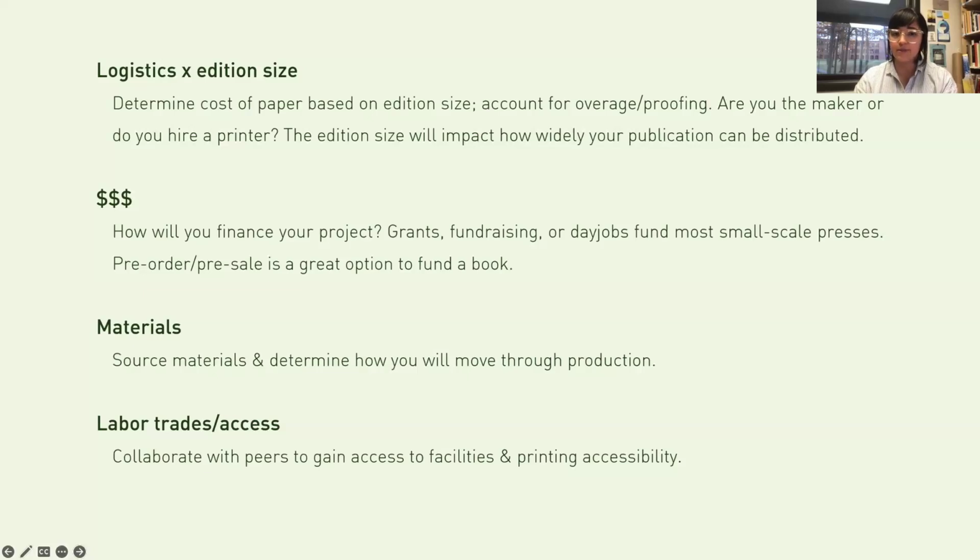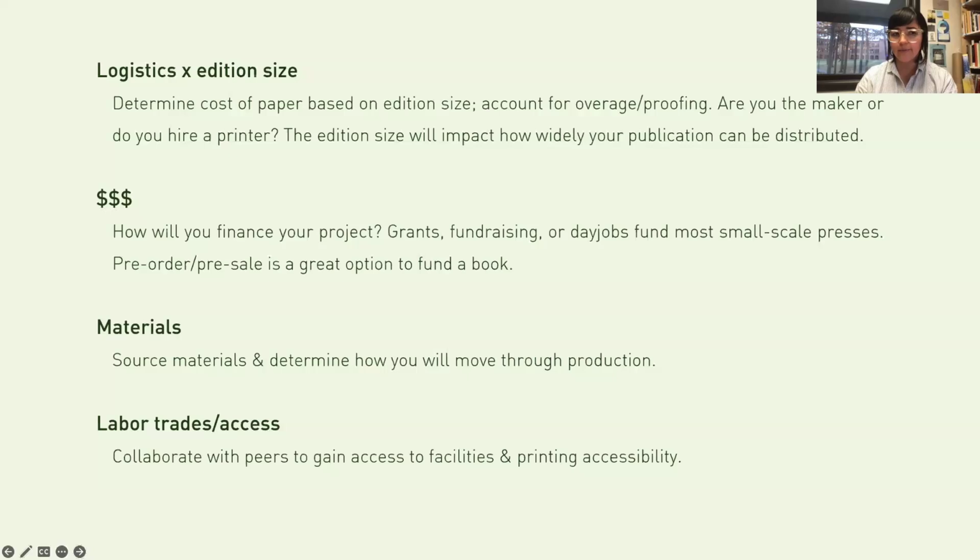So a lot of times what happens in small presses is that people are trying to work through, okay, did I get a LaserJet printer? Or do I have access to a facility where I can use that kind of a printer to make a publication? And then considering how widely you want something distributed, you work backwards from that math to figure out what it is that you're trying to make.